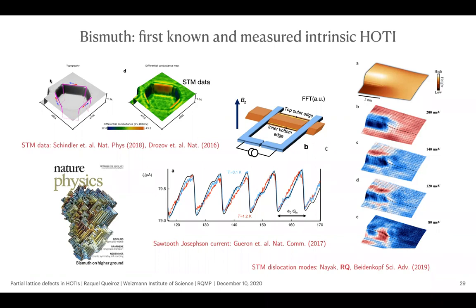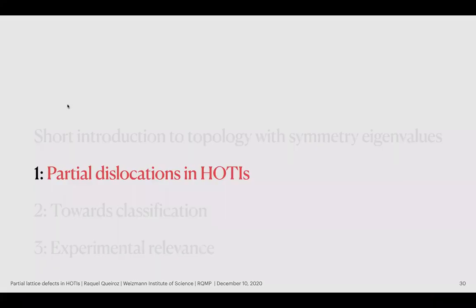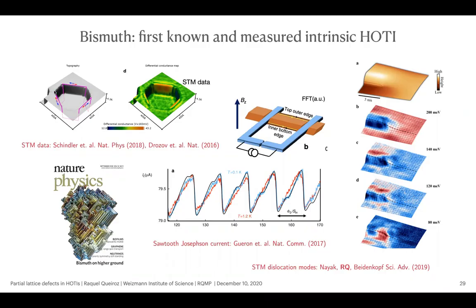And so the data presented here by the group of Ali Yazdani is basically a well on the surface of bismuth. And they see a high intensity of density of states along one of these steps, and they identify that as a hinge state. But I would say that this can be a little bit misleading because it's indeed a step, it's not a hinge.